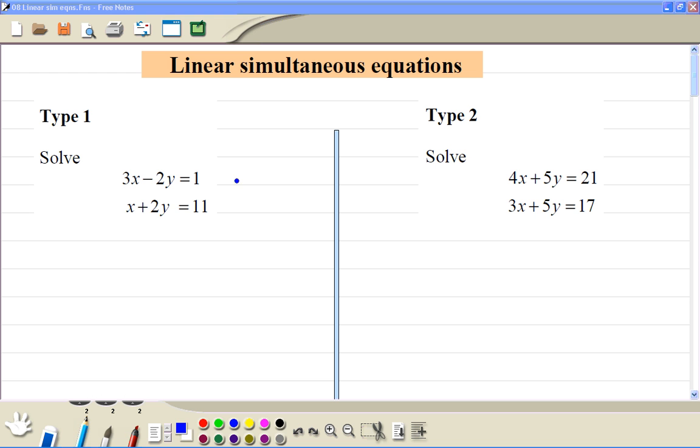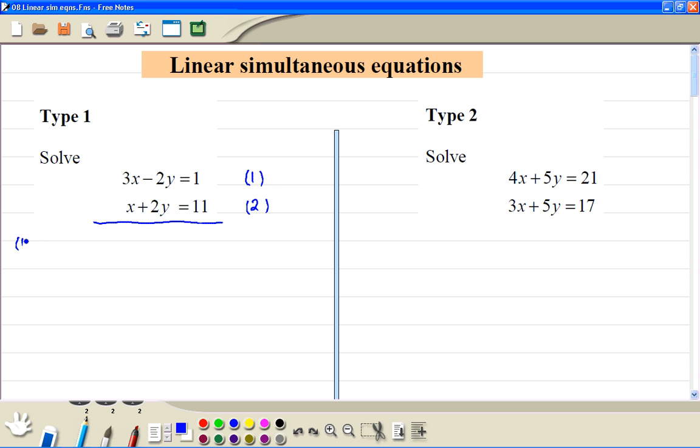First we label the equations. We call this equation 1 and call this equation 2. Because the coefficient of y here is -2, here is +2, so we're going to use the method called elimination. So we can eliminate y by adding these two equations.